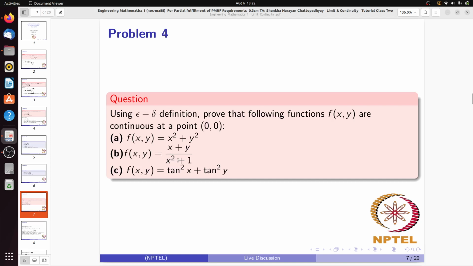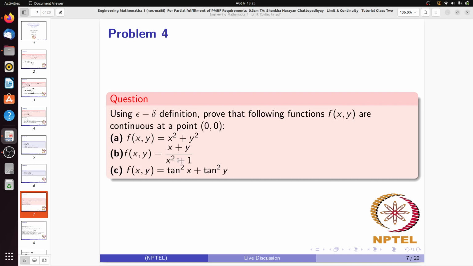So f(x, y) equal to x square plus y square, f(x, y) equal to (x plus y) by (x square plus 1), and tan square x plus tan square y. This is also a good function, because tan square x is equal to sin square x by cos square x plus tan square y equal to sin square y by cos square y. Now cos square x and cos square y do not vanish at (0, 0), so tan square x plus tan square y does not have any singularity. Intuitively we are saying that this function is continuous, but we have to prove it mathematically by using the epsilon delta definition.